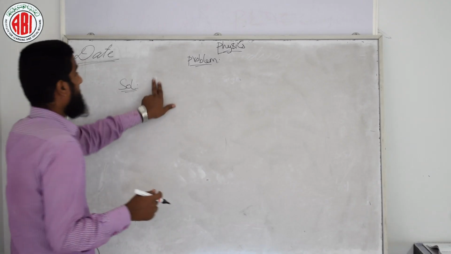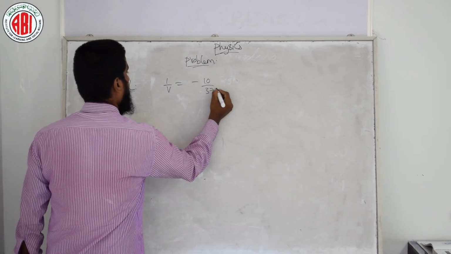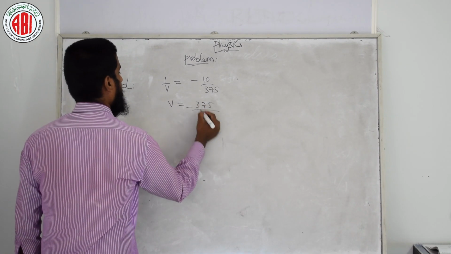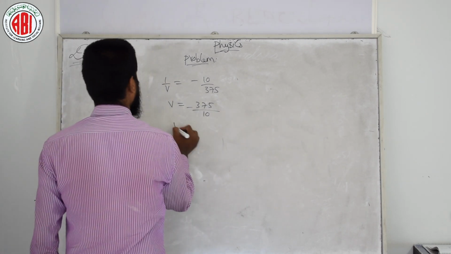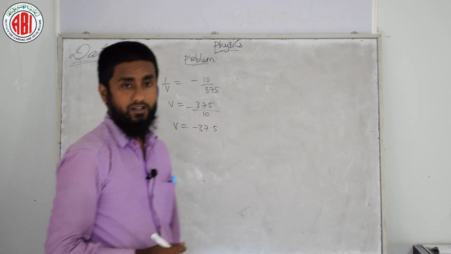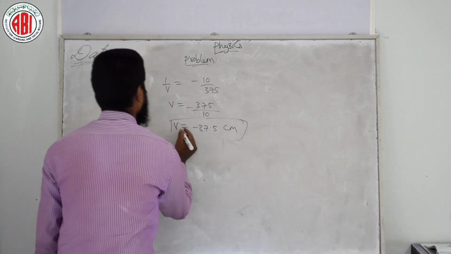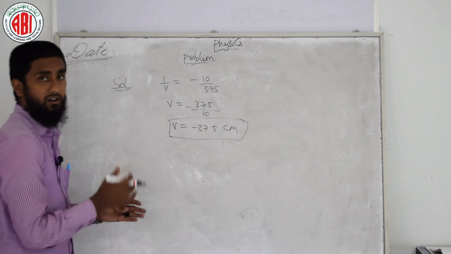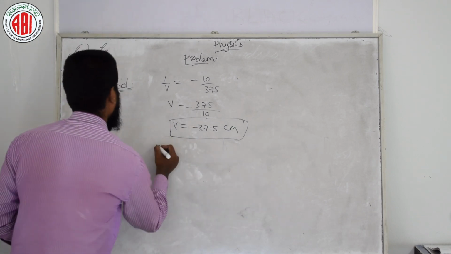Okay students, what did we get? 1 by V is equal to minus 10 by 375. I am inverting it, so V is equal to minus 375 by 10. Once we divide, we get minus 37.5 centimeter, which is the image distance. The answer is the image distance. Why is it showing minus? Because it is on the opposite side of the incident ray, that's why it is showing minus.